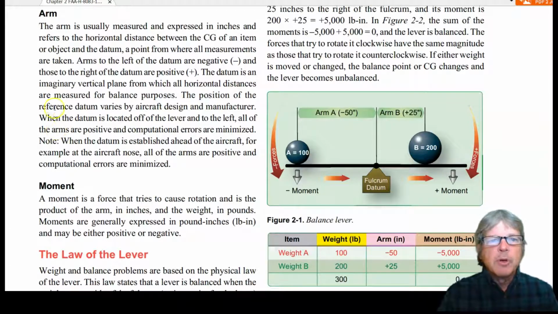Another term we need to know about is moment. Moment is actually a force, and it's the product of weight times arm. And so our weight and balance formula is weight times arm equals moment.